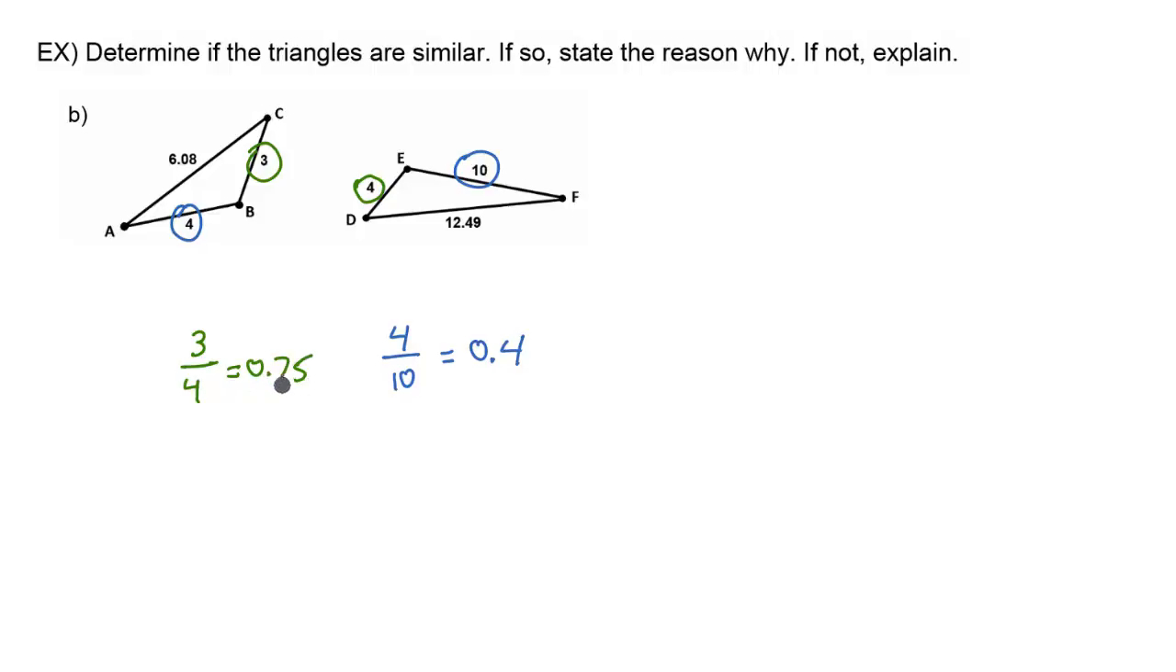So right away you see that 0.75 is obviously not the same as 0.4, so there's no way that these triangles can be similar, because if we continue to do the third fraction, there's no way that all three could be the same, because we already have two that are not the same right here. So they're not going to be similar triangles. And as a reason, I can say corresponding sides are not in proportion. If they were, then they would be similar.